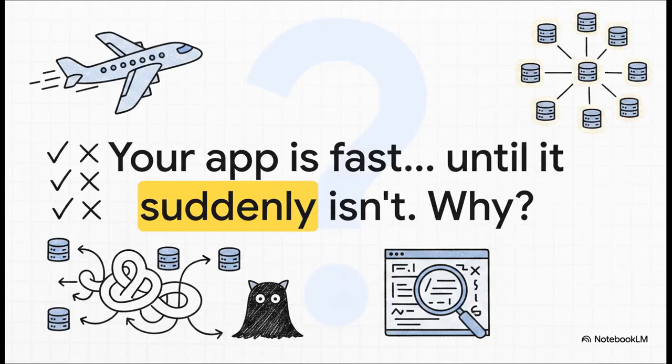So picture this. Your app is flying during development. Your tests are all green, the demos look fantastic. Then you deploy to production. The data starts pouring in, and suddenly, everything just grinds to a halt. So what happened? Well, there's a silent killer lurking in your code, and today we're going to drag it into the light.